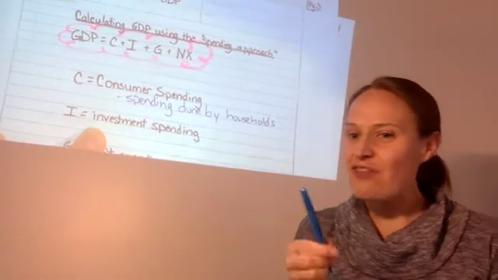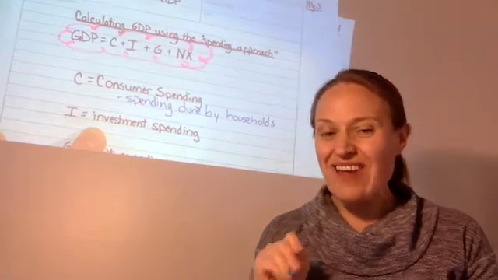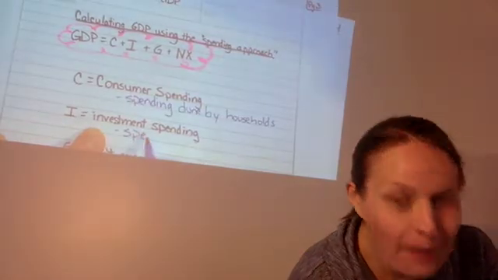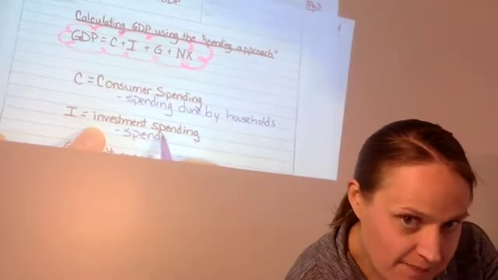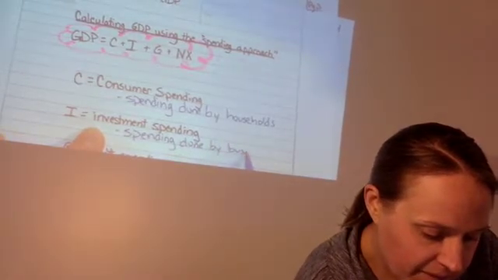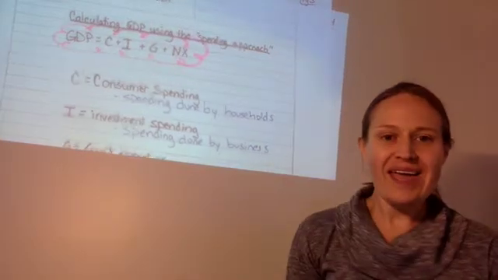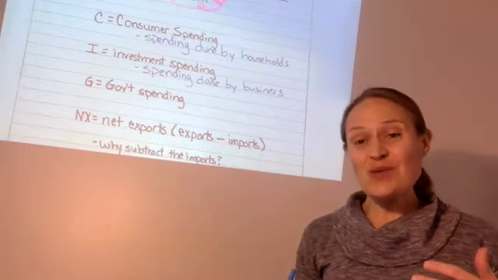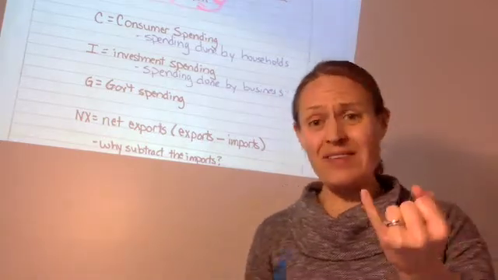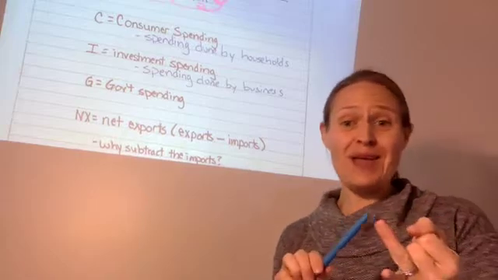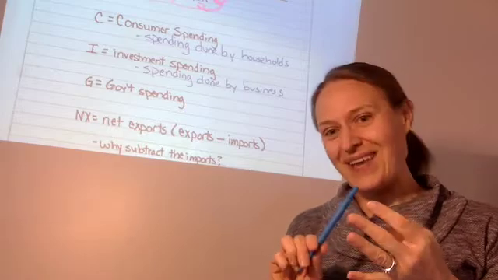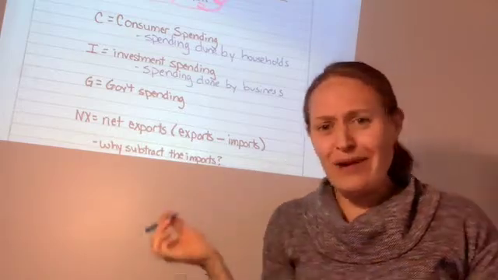And then I, investment spending. Remember last module we discussed what the I means, investment spending. That is spending done by businesses. Okay, government spending, that's easy. Spending done by the government. And last module we talked about how governments spend money too. They buy buildings, they buy cars, they buy computers and chairs and pens, all that stuff.